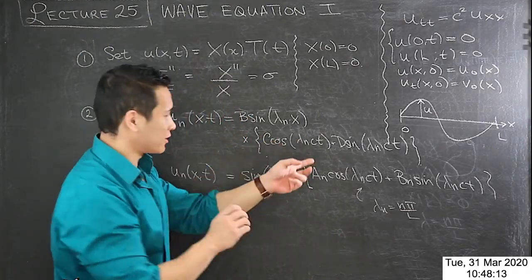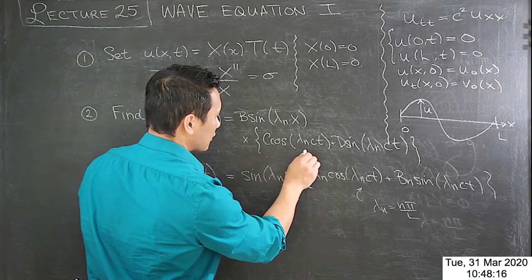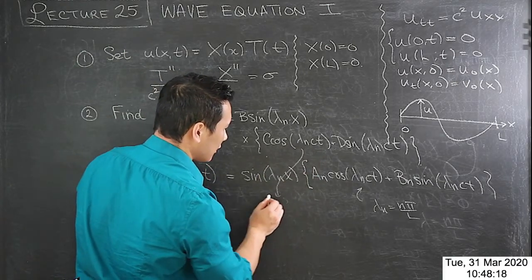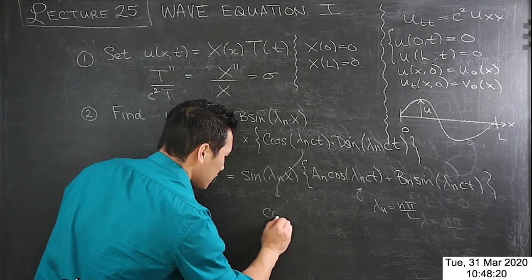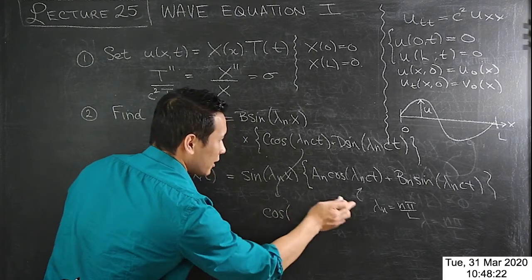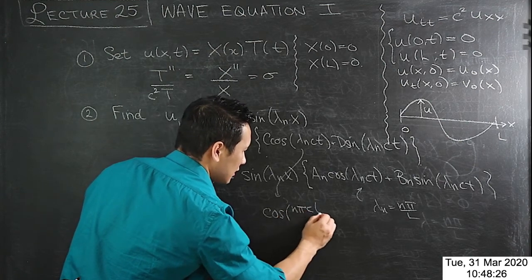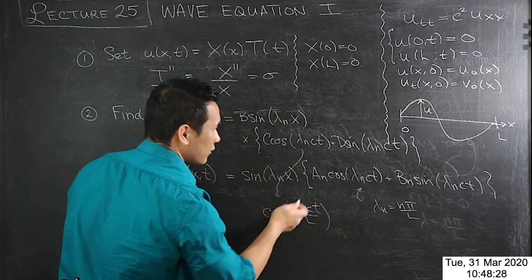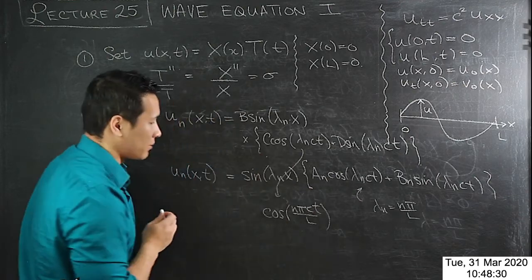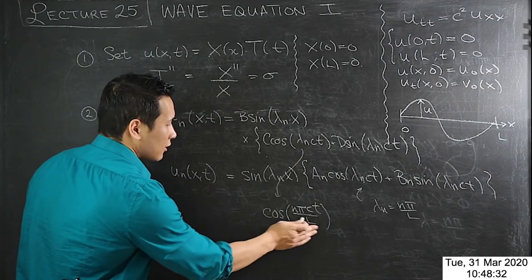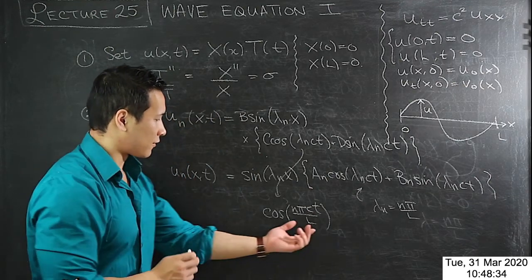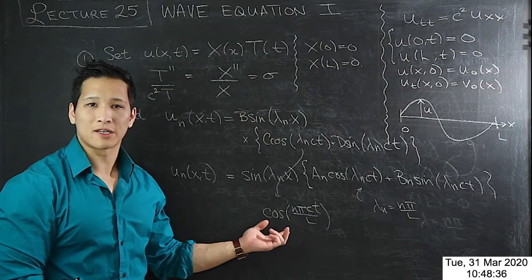Hopefully the display is now off. I just want to mention this fact. Let's look at the individual mode here. So I have cosine of lambda n, and let's stick it in. So I have lambda n pi ct over l for the thing that goes in the time component. So I want to ask you, first of all, what is the period of this oscillation?